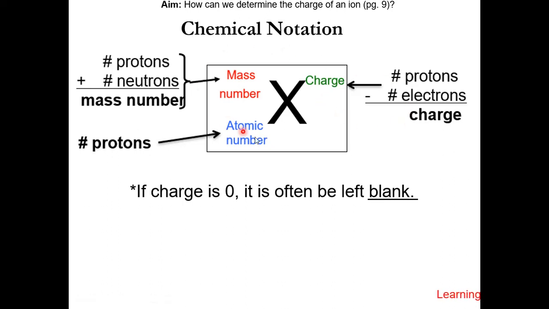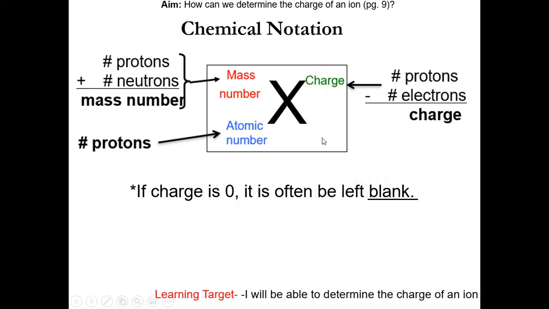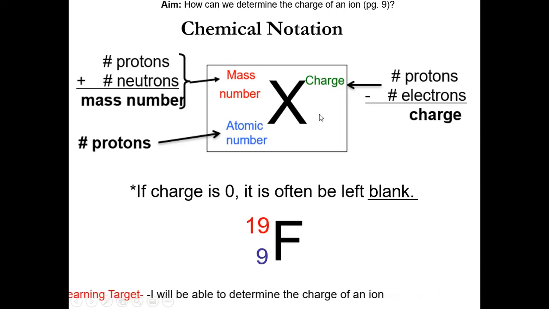So now we're combining what we learned in the last PowerPoint. Charge is usually placed on the top right corner of the symbol. Okay? If the charge is 0, then it is left blank. You don't have to put a 0 here if the charge is 0 or if the atom is neutral. So over here, this fluorine is neutral.